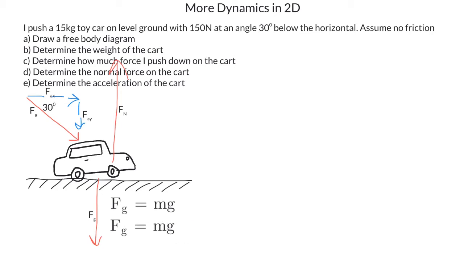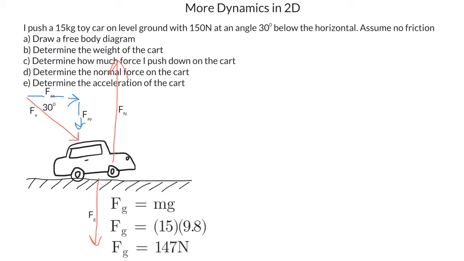We'll put in our numbers. Our mass is 15, and gravity is 9.8. And we'll be able to get a value here. And we're going to get 147 newtons. So that's B, determine the weight of the cart.